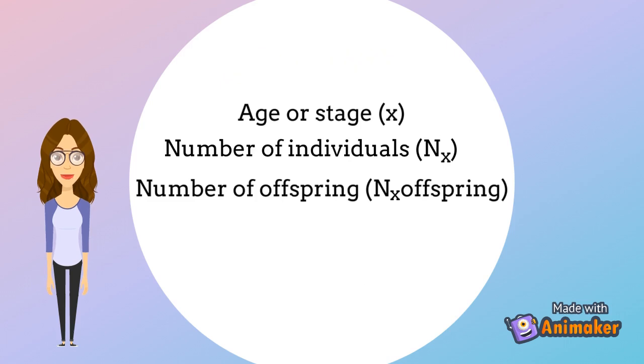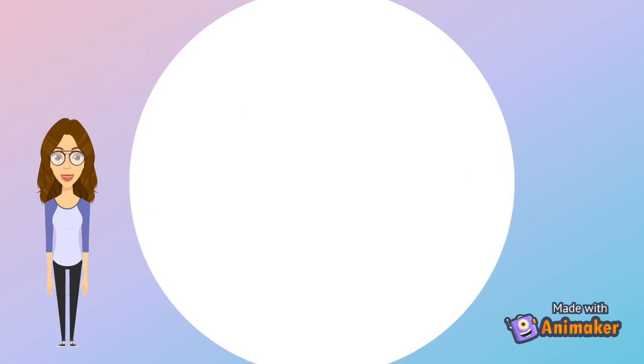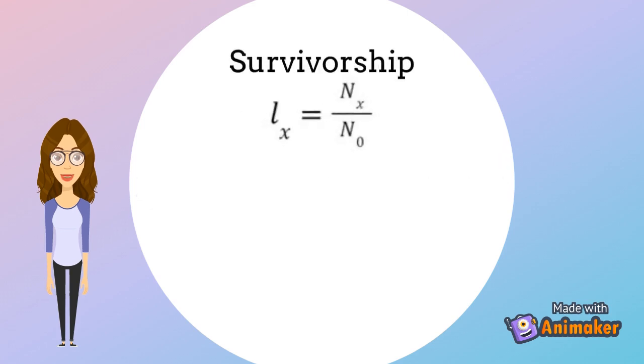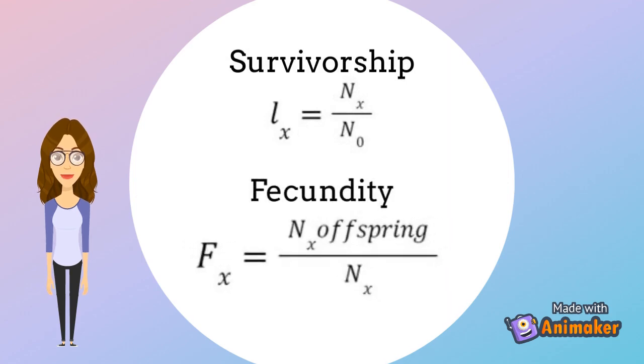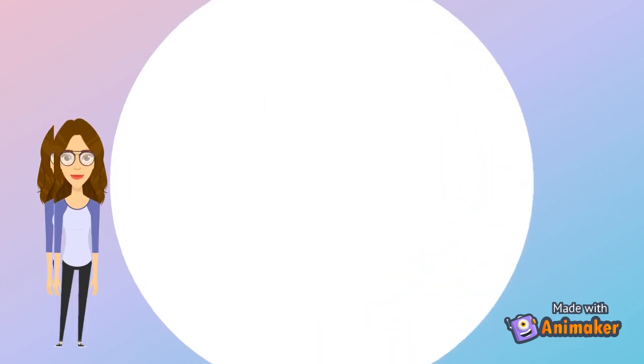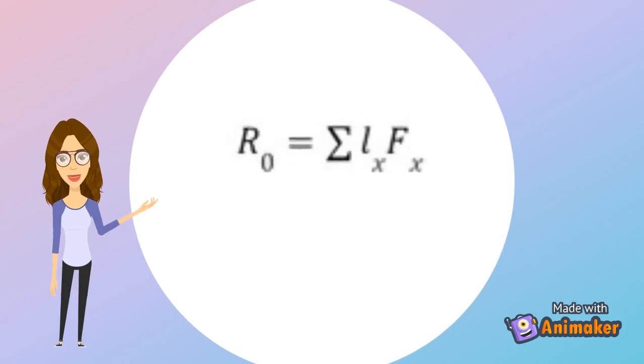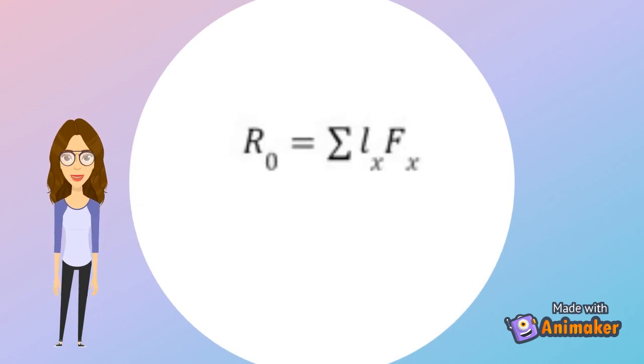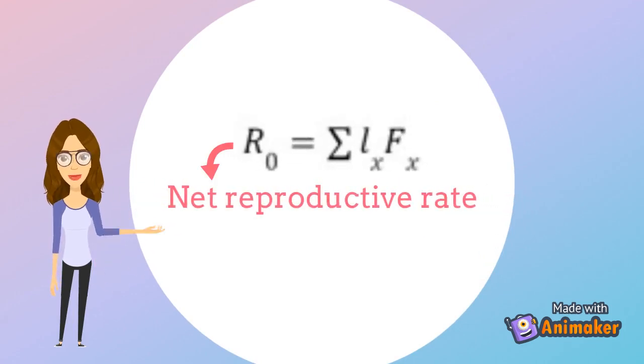Age or stage, number of individuals, and number of offspring can all be counted. However, survivorship must be calculated by doing n sub x over n sub 0, and fecundity must be calculated by doing n sub x offspring over n sub x. Using survivorship and fecundity, we can calculate capital R sub 0, or net reproductive rate of the population, which is just the sum of all of the fecundity values multiplied by the survivorship values.